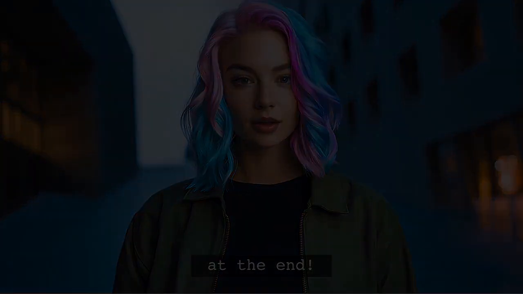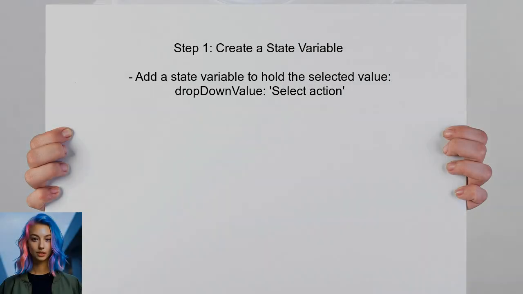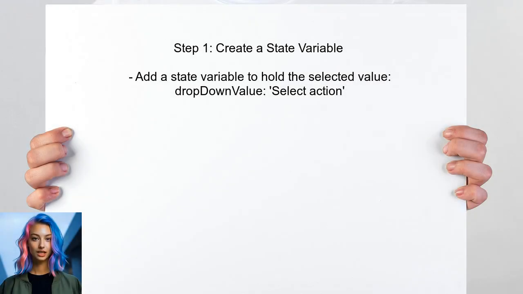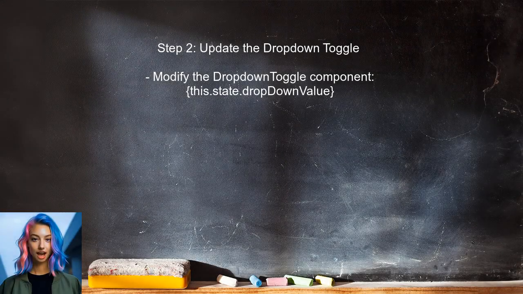To set the selected item in a Reactstrap dropdown, the user should start by creating a state variable to hold the selected value. This will allow the dropdown to display the currently selected item. Next, the user needs to update the dropdown's toggle button to display the selected value. This is done by using the state variable created earlier.